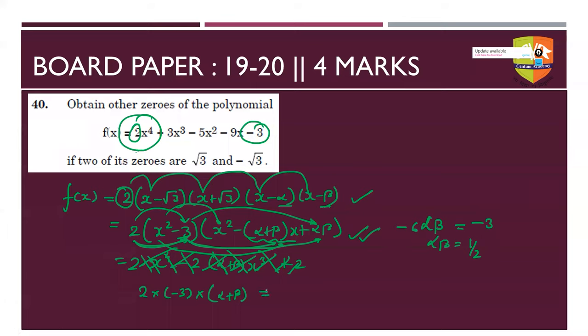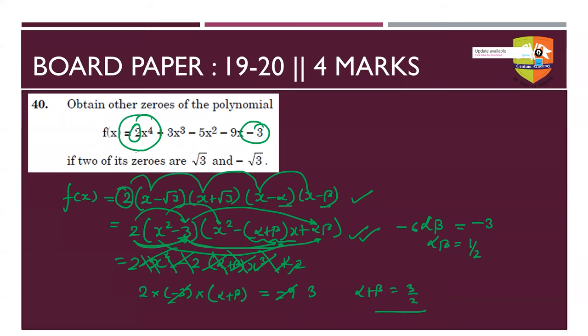So this will give me the coefficient of x. In this case it is minus 9. So I will get alpha plus beta equal to 3 by 2. So alpha plus beta is 3 by 2 and alpha beta is half. I did not divide it actually. So are you guys getting the same thing?